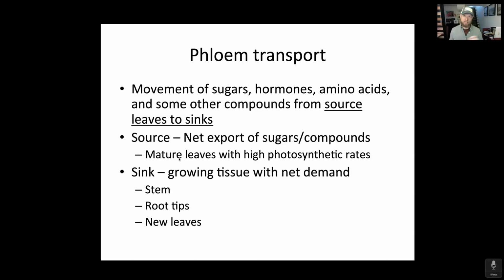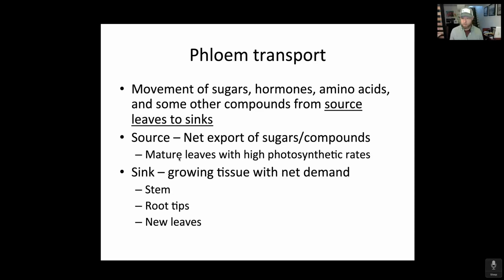As a leaf is expanding, it's usually a sink, but once it's matured and still photosynthesizing pretty quickly, it's then exporting those sugars to other actively growing tissues. And so a sink would be a growing tissue with net demand. I probably shouldn't say growing tissue, because it really could be a tissue that's not growing, but has some high demand for energy. So that could also be a sink.